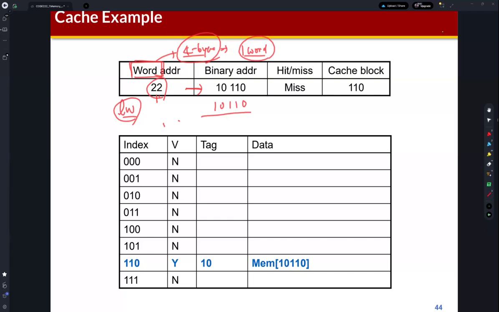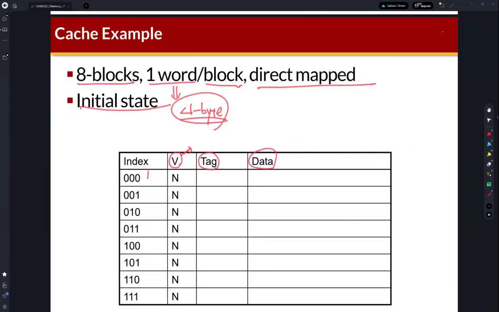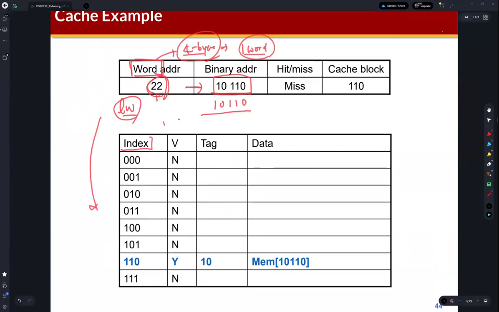So load word is executed, and then this word is requested. I mentioned that the CPU first checks the cache, but the data is not found because the cache is empty, right? So then this is the block address, because the cache block size is one word. This cache has 8 entries, which means for the direct map to cache, we use the lower 3 bits of the block address as the index of the cache. Do you understand? So in this case, the target index is 110.